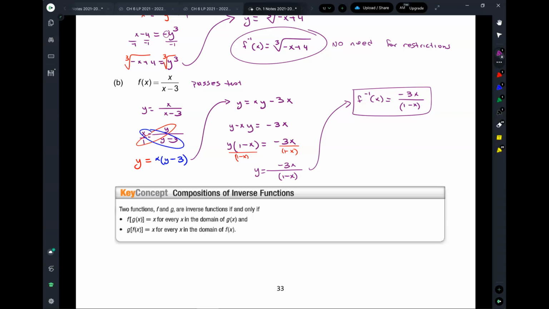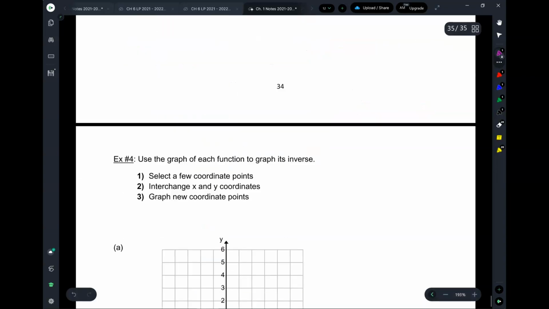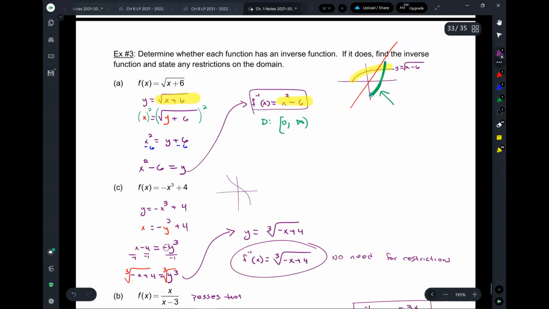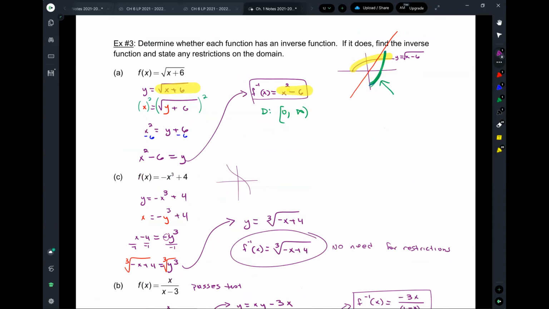Okay? Yes. So for the square root, if you go to the first one that we did, you got 0 to infinity. But did you get that by drawing that line in the middle? So what I did was this. I told myself.